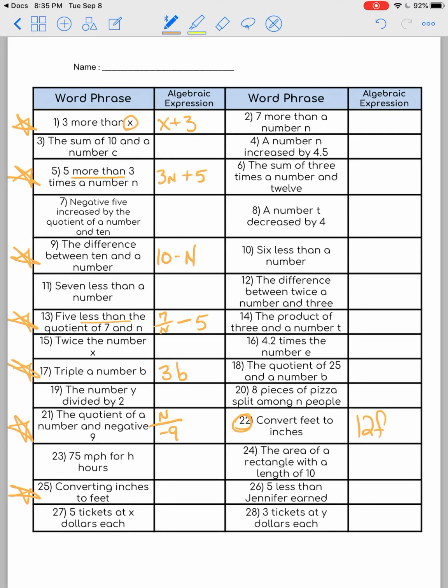Okay, let's look at 25 again. Converting inches into feet. When you want to convert the inches into the feet, you're going to go I divided by 12. So you take your total number of inches and divide by 12. I'm sorry about that. Got those two backwards. And then over here with 22, convert feet to inches. There you're going to multiply by the 12. There we go. Hopefully I cleared that one up.